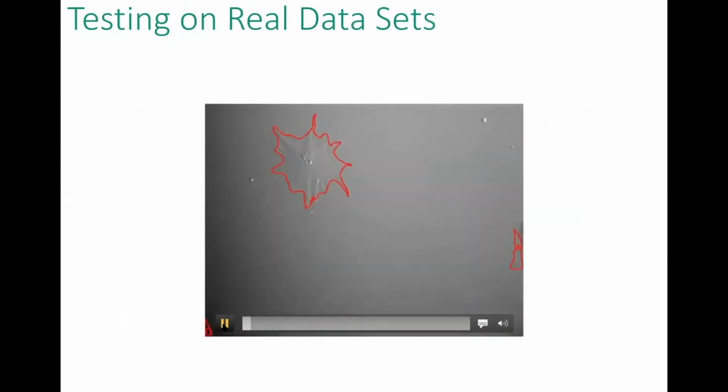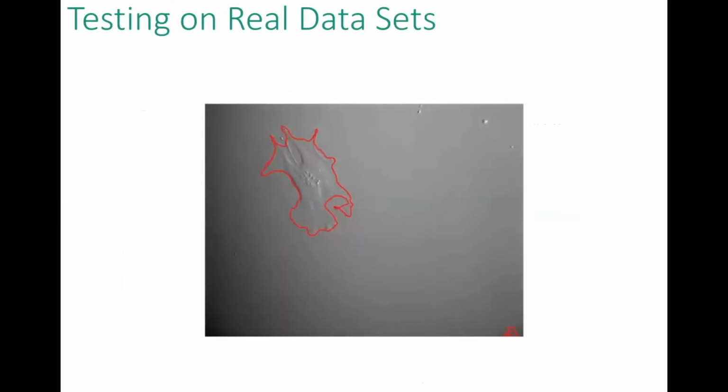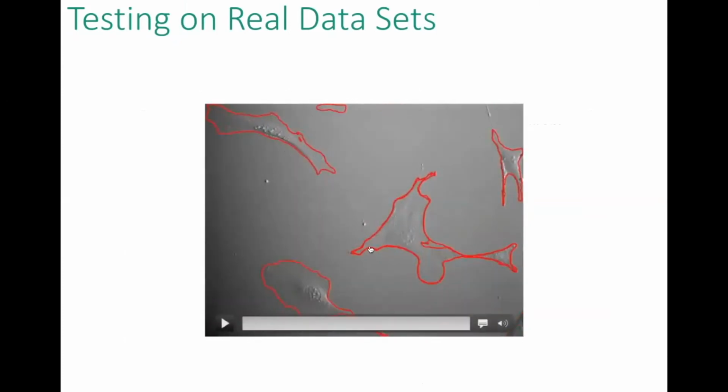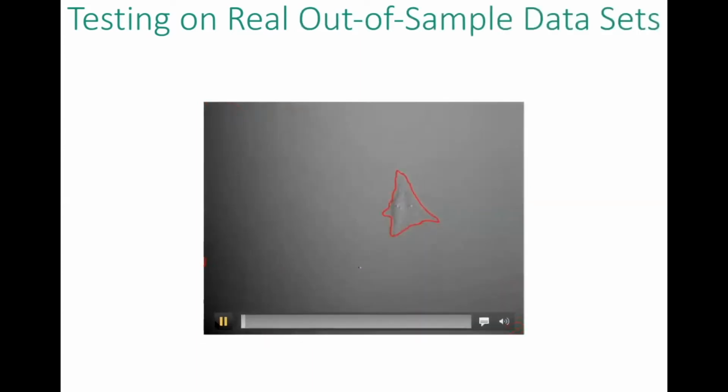So after that, we took some example data sets that our collaborators had, which were under their normal experimental conditions, but weren't similar to the ones that we trained on. And we see that the method is pretty good at being able to segment a lot of these cell features. Here's another example of an out-of-sample test data set. And we can see that the method is capturing the morphological changes that are happening throughout time.